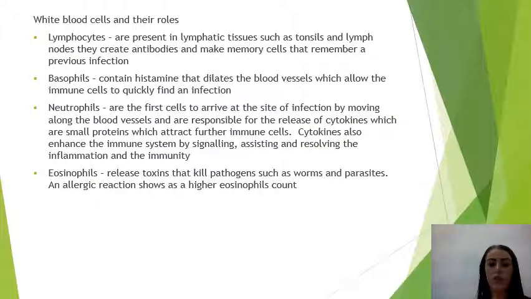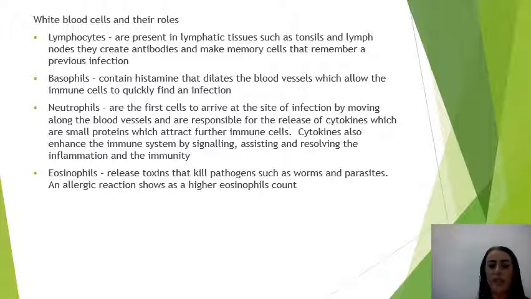We're now going to look further into white blood cells and their roles. So we're going to look at the four white blood cells, which are the lymphocytes, basophils, neutrophils, and eosinophils. So looking at lymphocytes, these are present in lymphatic tissue such as tonsils and lymph nodes. They create antibodies that activate memory cells that remember a previous infection. Basophils contain histamine that dilates the blood vessels, which allows the immune cells to quickly find an infection.